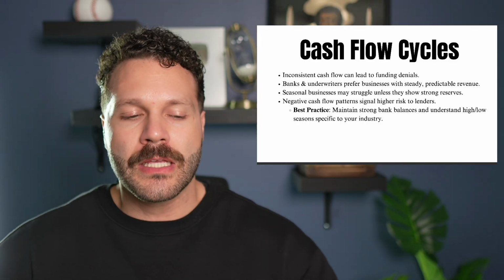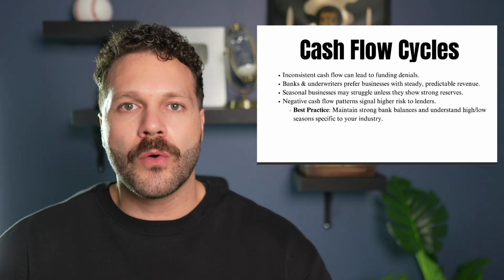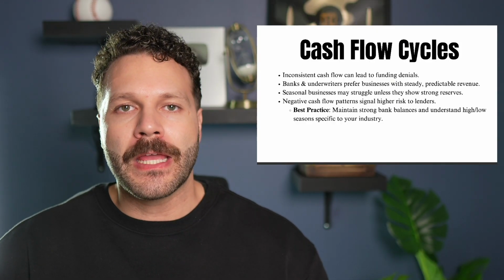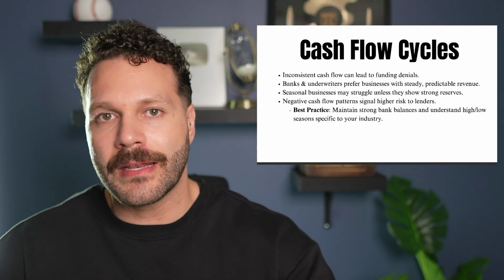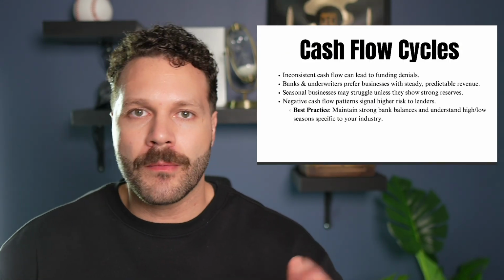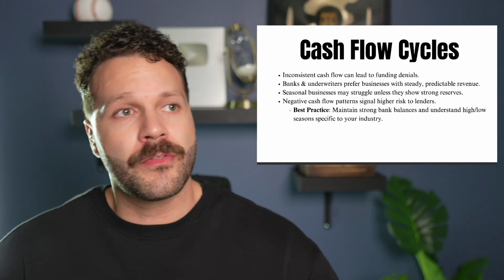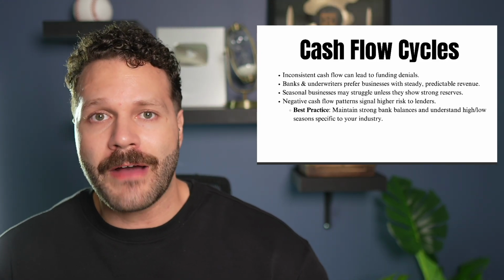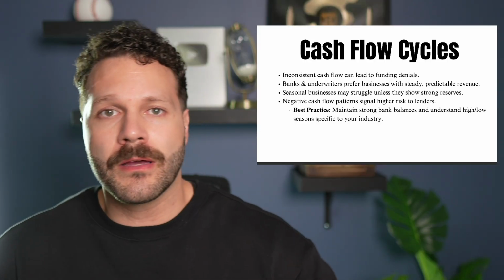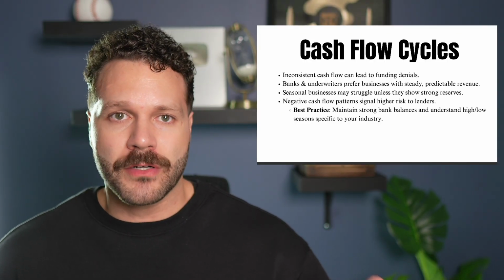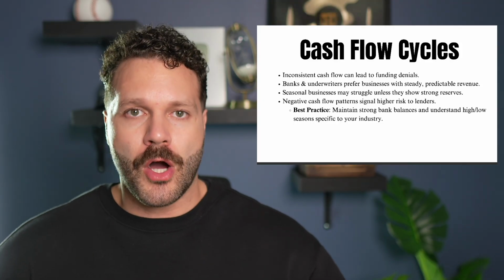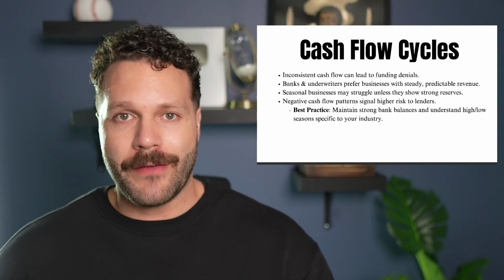What this means is you don't want to go in prematurely and ask for capital if you have inconsistent cash flow cycles, because this is going to lead to funding denials. This means that 1 month you're up, 1 month you're down. 1 month you're at 10K, the next month you're at -5. 1 month you're at 12K, the next month you're at -8. That's not healthy for business, and banks are going to put a big old red X on your file when you go to apply for funding.